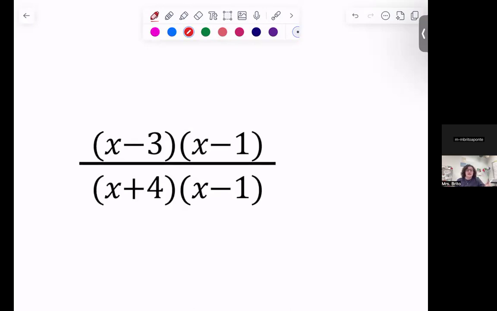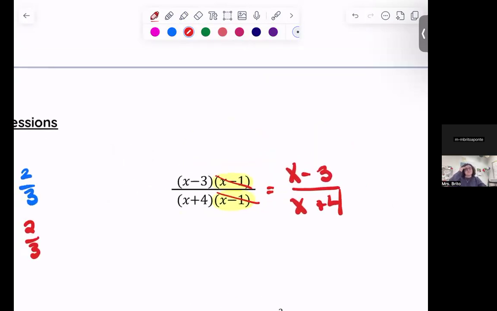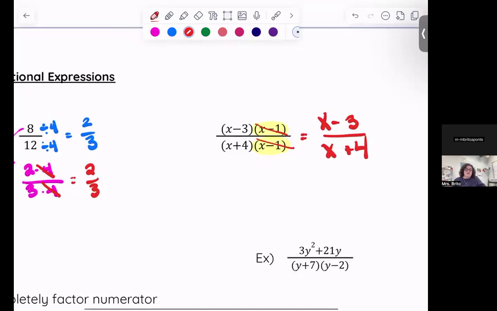Right now, we have this fraction at the top of your page. You'll notice you have x minus 1 on the top, and you also have x minus 1 on the bottom. Just like we could cancel out those 4's, we can cancel out those x minus 1's and be left with x minus 3 over x plus 4. So we're just canceling out things today. Those were pretty simple.